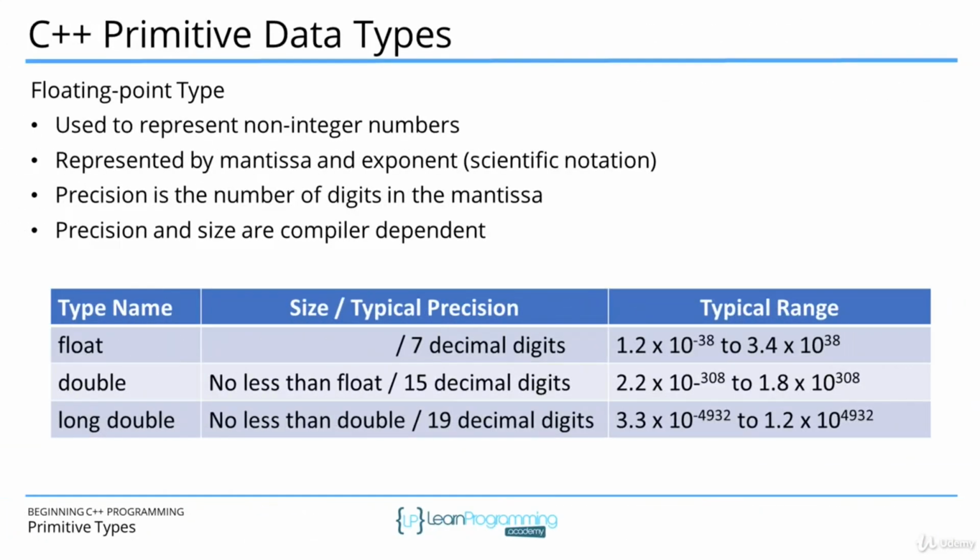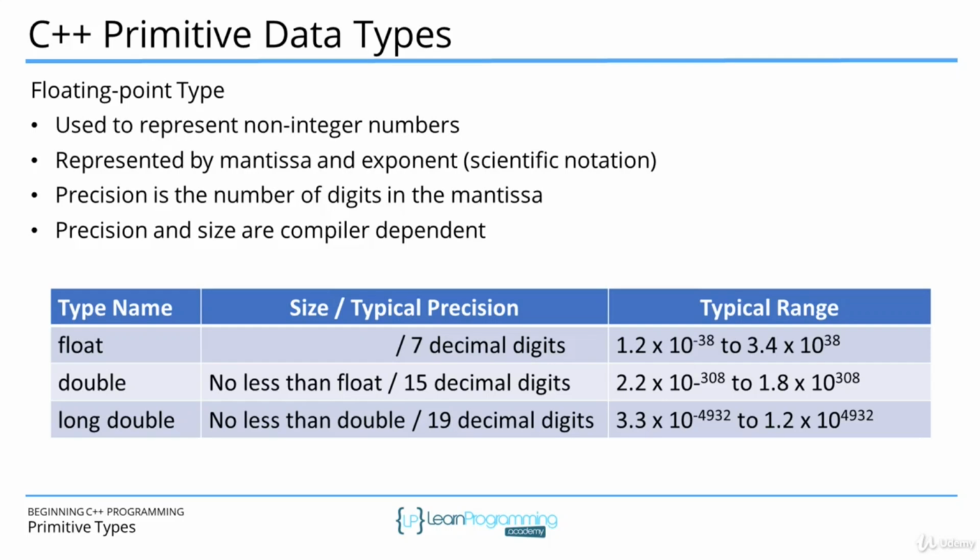C++ also supports floating point types. These are used to represent non-integer numbers, such as real numbers like 1.2, 0.5, and pi. It's important to understand that computers have finite storage, and many real numbers have an infinite number of digits after the decimal point. Pi is a perfect example of this. In these cases, computers store an approximation of the real number. There's no way the computer can store numbers such as pi precisely.